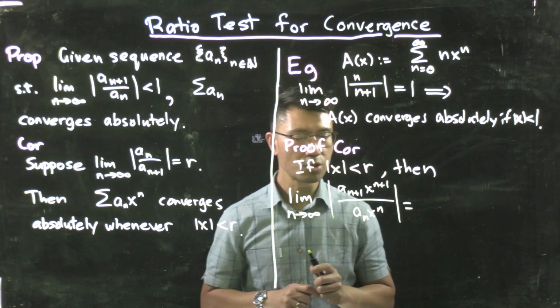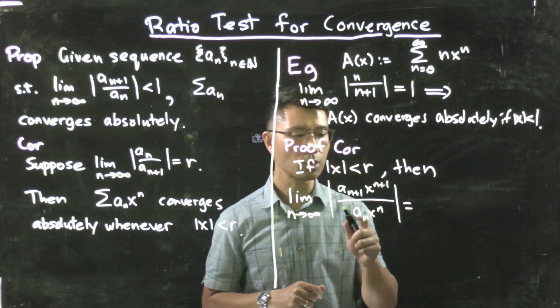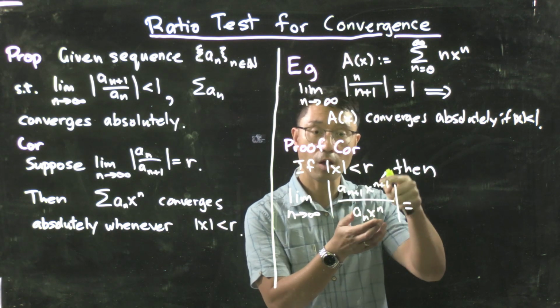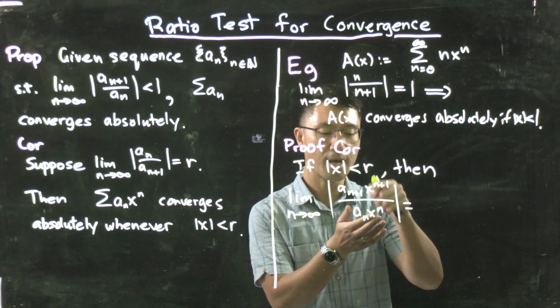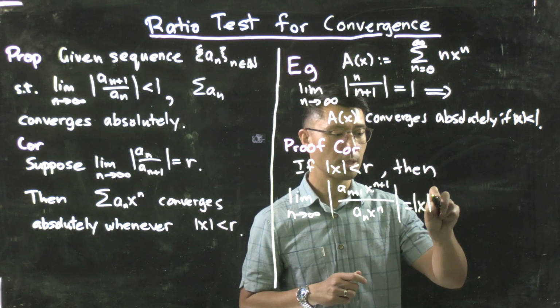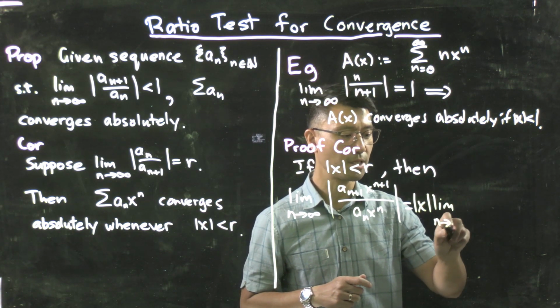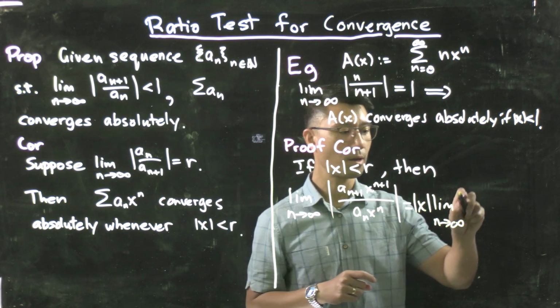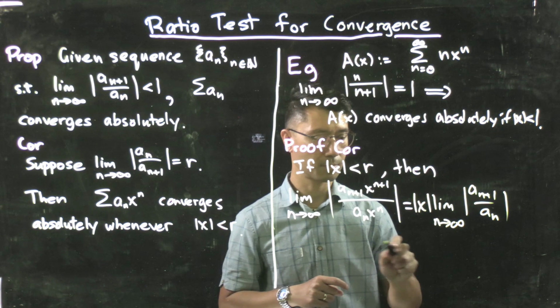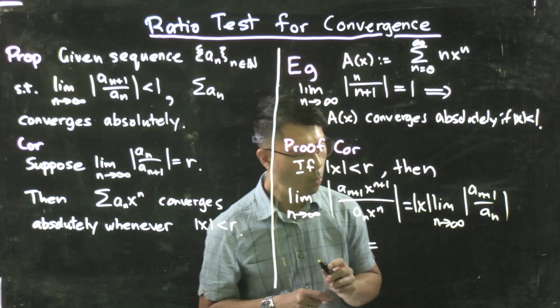What's that going to equal? You can cancel x^n in the numerator and the denominator to give you an x. So there's an absolute value of x here, times the limit as n goes to infinity of a_(n+1) over a_n. And what's this equal to?